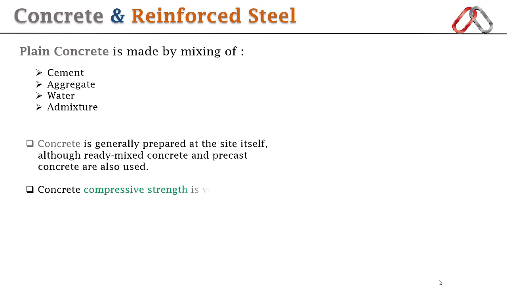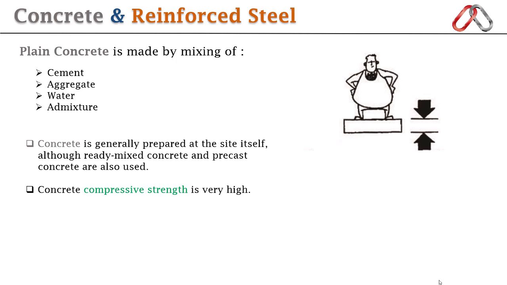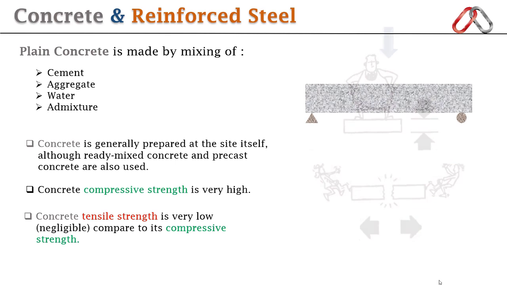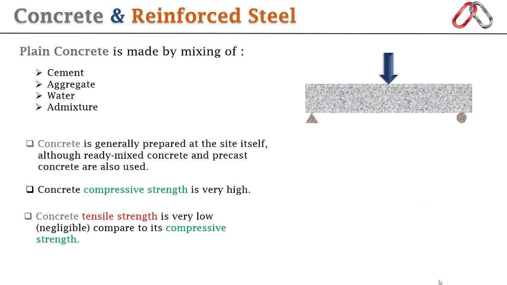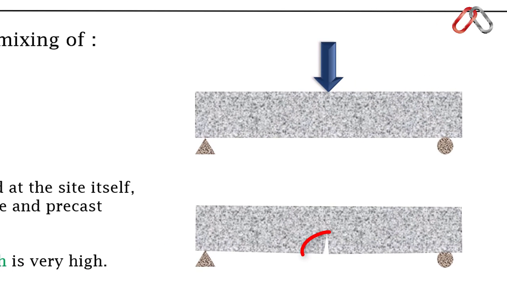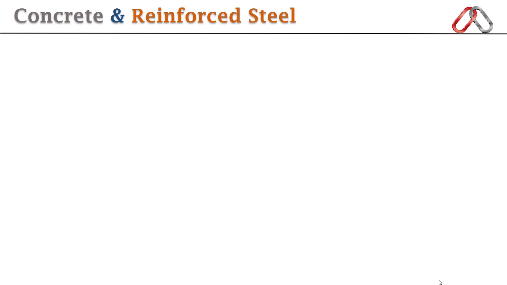We use concrete because its compressive strength is very high, but there is a drawback. Concrete tensile strength is very low, almost negligible compared to its compressive strength. If we apply a small load, the beam will fail in tension and cracks will be visible, and you can see these cracks here. It means concrete is weak in tension, and that's why we use steel to provide tensile strength.